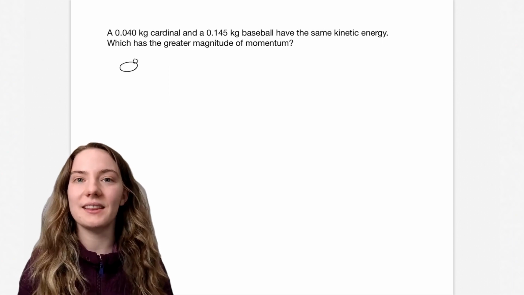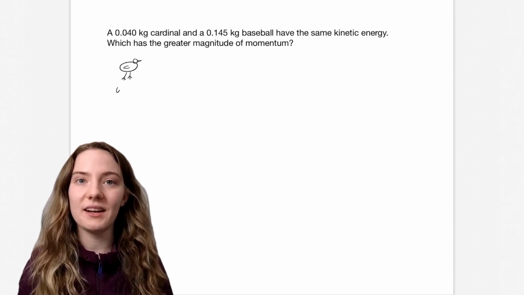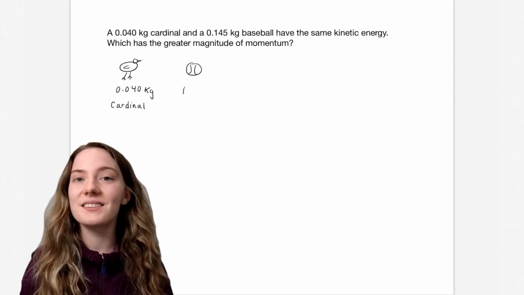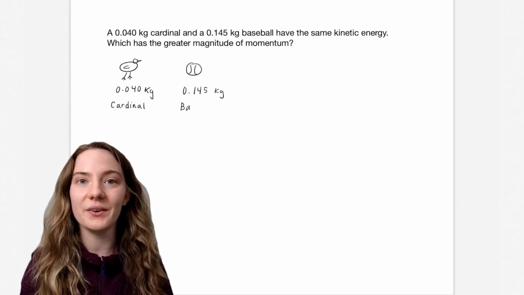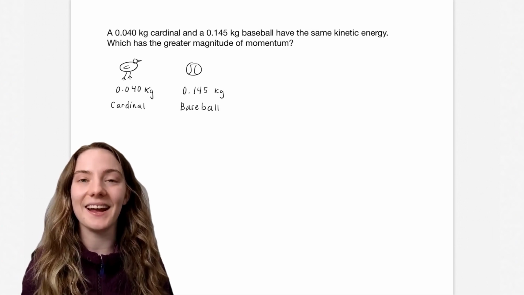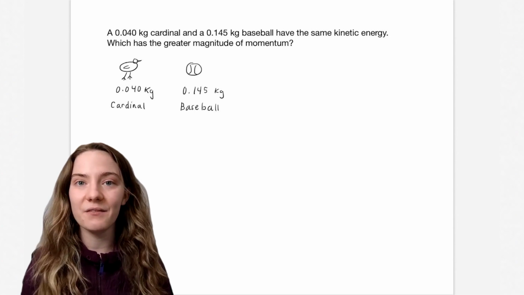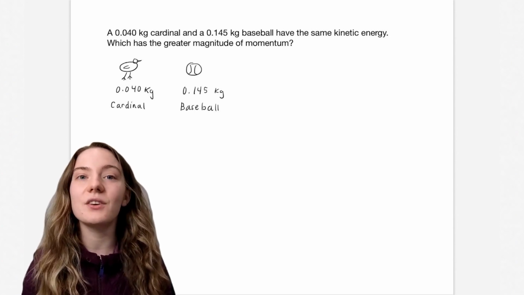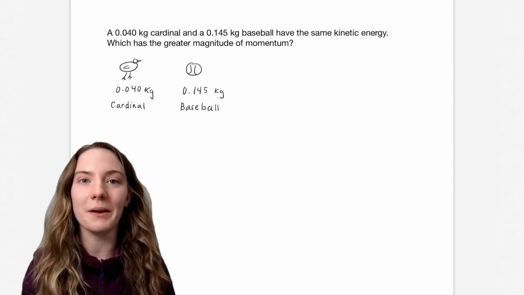We are going to look at this question here, which says that we have a 0.04 kilogram cardinal and a 0.145 kilogram baseball, and they're moving with the exact same kinetic energy. Using that information, we want to figure out which one of these two objects has the greater magnitude of momentum.